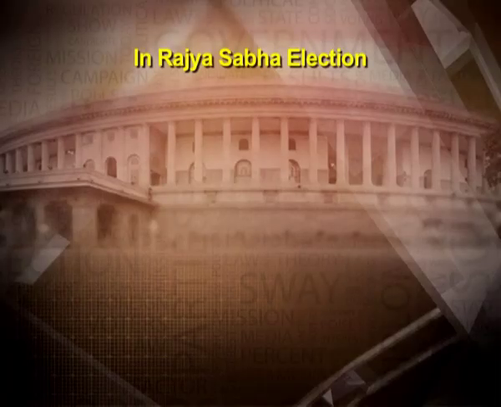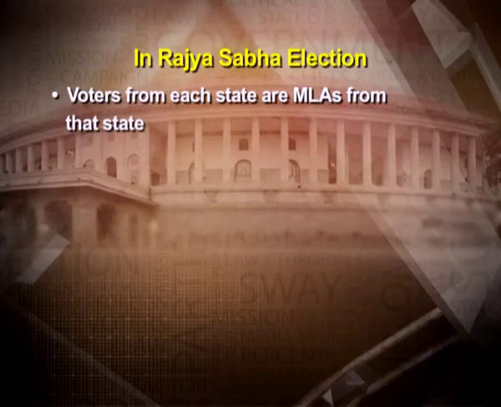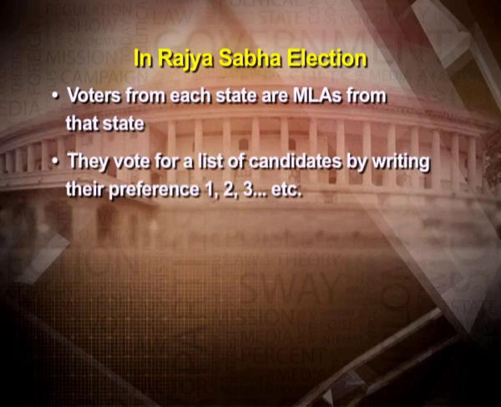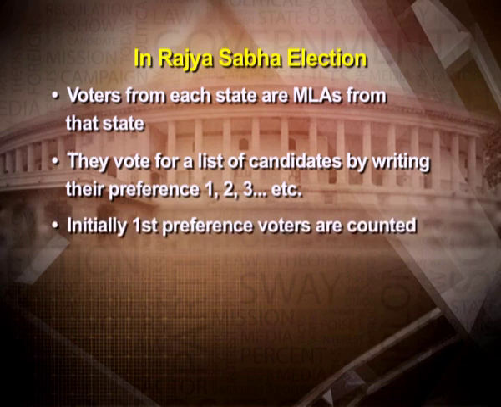Now, in the Rajya Sabha election, it is not a method of stamping for a particular candidate. Generally, when we vote, we stamp for a particular candidate and leave the names of the others blank. But in a Rajya Sabha election, the voters, who are MLAs from that state, actually write their preferences like 1, 2, 3 against the names of the candidates. Initially, when the counting is done, only the first preference votes are counted.